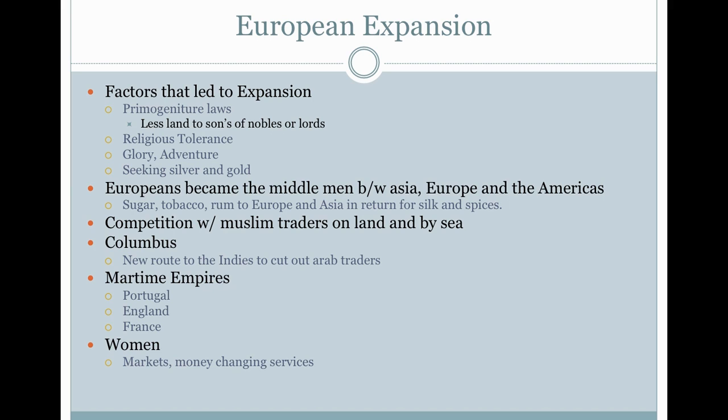Religious tolerance, right? The Puritans came over to America to get away from the Catholic influences of the Anglican Church. The Spanish are going to try to spread Catholicism. So that's something that drove at least the Puritans, religious tolerance. Explorers like Columbus wanted glory and adventure and wealth. The three G's, right? Gold, God, and glory.